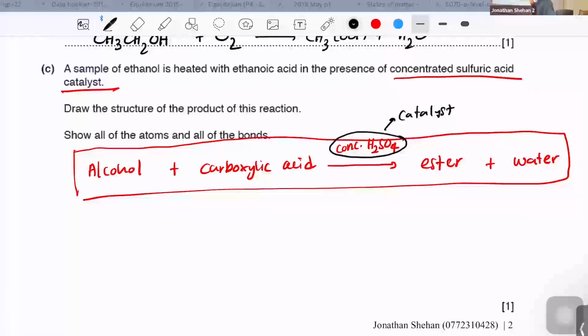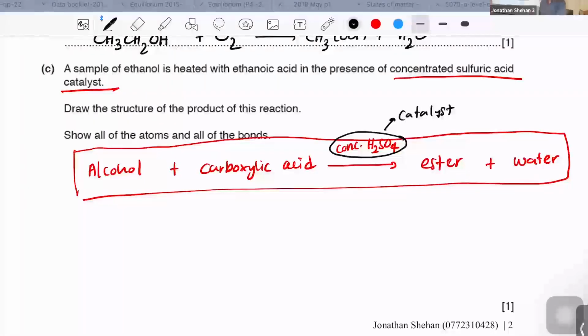Right. So the thing is, you don't have concentrated sulfuric acid in your body. What happens is the enzyme catalyzes the reaction inside the body. Inside the body, they form ester. So it smells nice inside the body.